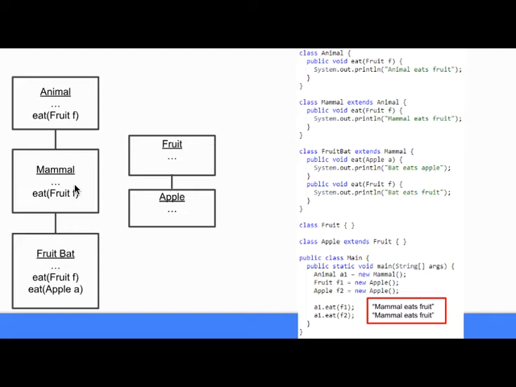What if the animal class contained an eat method that can take in an apple? Then we would choose that one. And then during dynamic method lookup, we would check to see in the mammal class, does the mammal class contain a method called eat that can take in an apple? No, it does not, because it only has an eat method that can take in the fruits. So therefore, we would use the eat method in the animal class that can take in an apple.